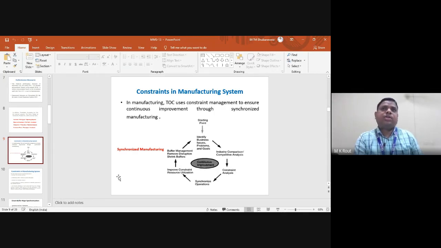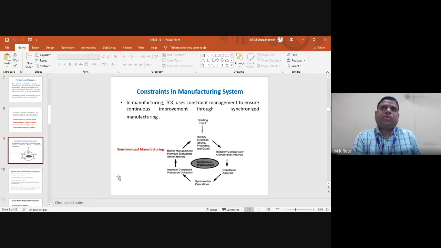In case of business issues, for example, in case of packaging, in case of lack of quality, in case of lack of sales, and in case of lack of storage facilities. And the most common objective of a business is making more profit. Then, whenever you implement synchronized manufacturing in the form of the theory of constraints, you have to identify business issues, problems, and goals. The next is industry comparison and competitive analysis.